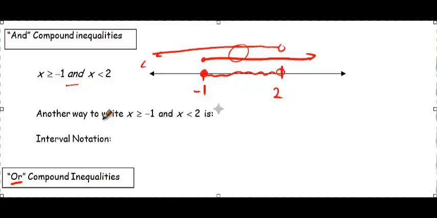So what's the answer? The answer is this shaded region. Interval notation for this is a little bit easier to write than it was before. It goes from -1 with a bracket, and again, bracket happens when I've got the equal to, or when I've got a closed circle. And 2 is a parenthesis because it's an open circle. So that's my interval notation. All the numbers from -1 to 2, including -1, but not including 2. So that's the basis of an "and" graph.